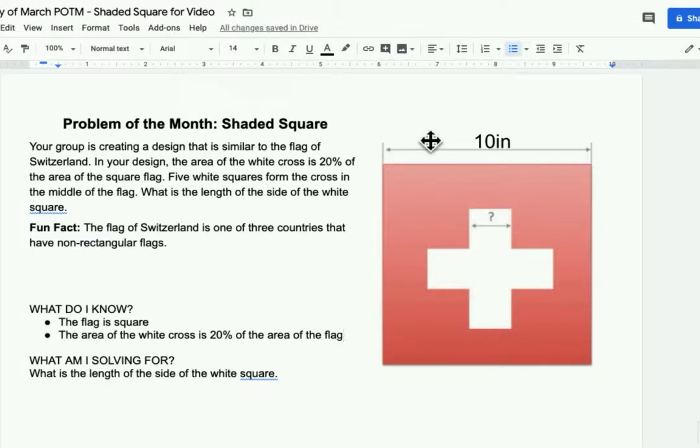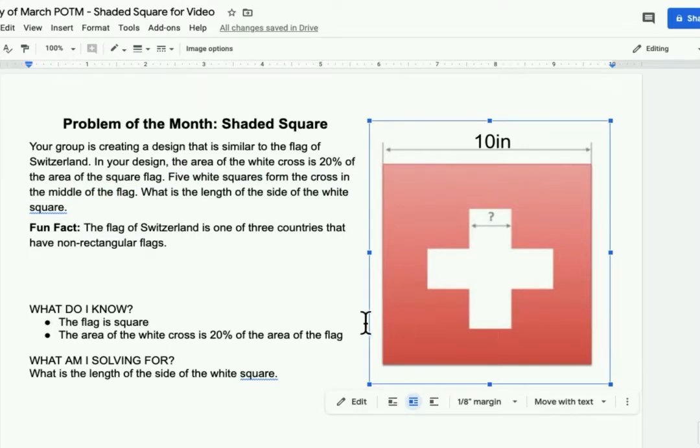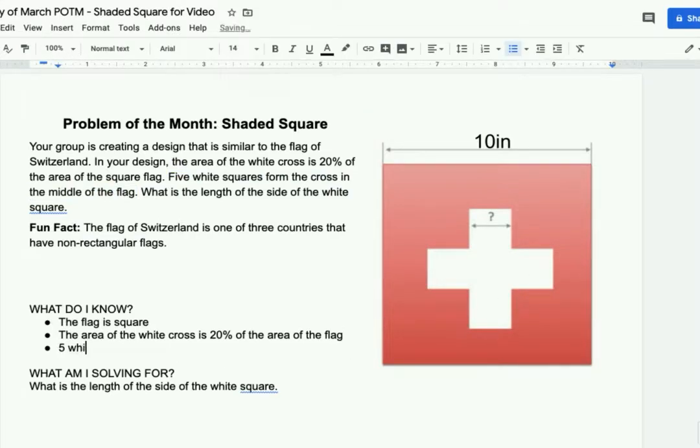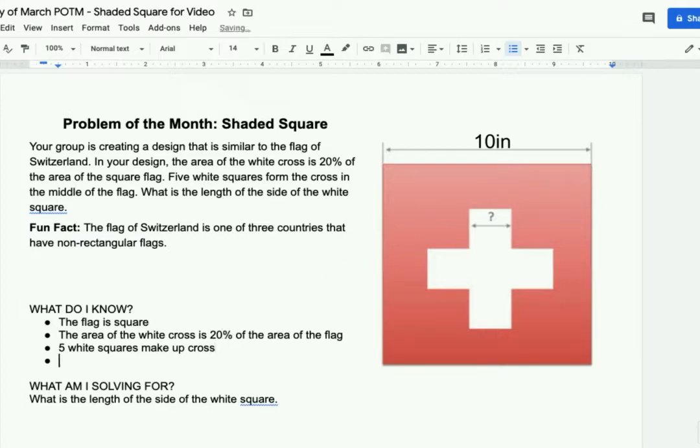We also have a little bit more information. We know that 5 white squares form the cross in the middle of the flag. So this cross is made up of 1, 2, 3, 4, 5 different white squares. And then the last piece of information, it doesn't say this in the problem, but it shows in the picture, is that the side of the flag is 10 inches long.